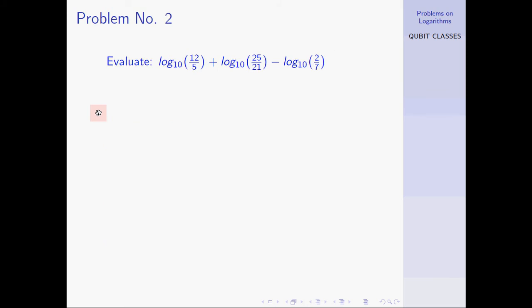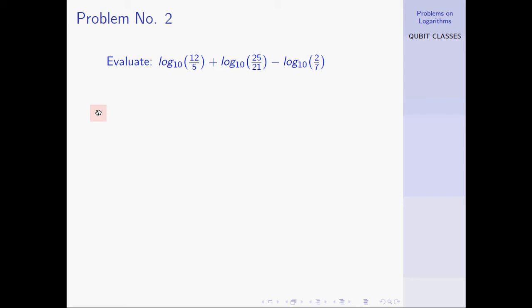Let's move on to the second problem. The second problem reads: evaluate log of 12 upon 5 to the base 10 plus log of 25 upon 21 to the base 10 minus log of 2 by 7 to the base 10. Now we want to find a number which is the answer to this problem.